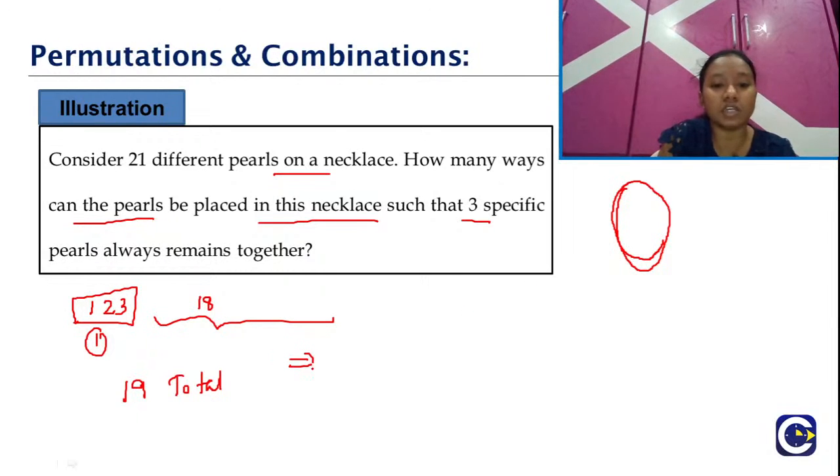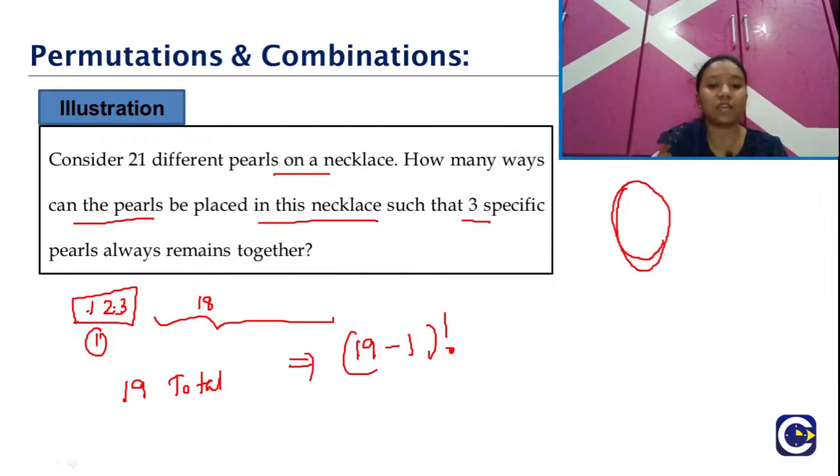So that will be here 19 minus 1 factorial. And these 3 amongst themselves can be arranged, so it will be 3 factorial. As this is a necklace, we cannot specify that the clockwise and anti-clockwise are different. So that's why divided by 2.